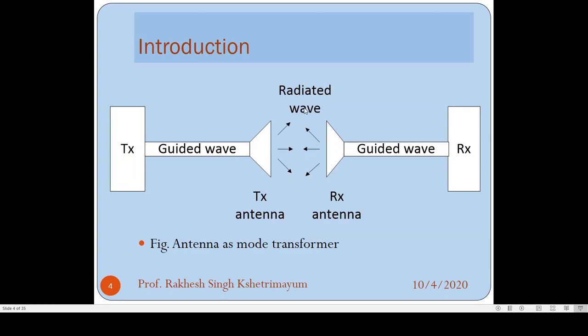And again, what happens at the receiver is this radiated wave from the transmitting antenna will be captured by the receiving antenna, and it will be converted into guided wave. And this guided wave will propagate through the transmission line and go to the receiver circuitry. And at the receiver, you will try to decode what message has been sent from the transmitter side. So in a way, antenna is a mode converter or mode transformer. It converts the guided wave to radiated wave or radiated wave to guided wave.